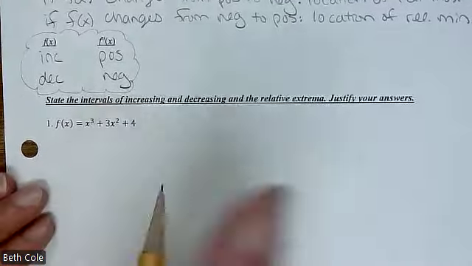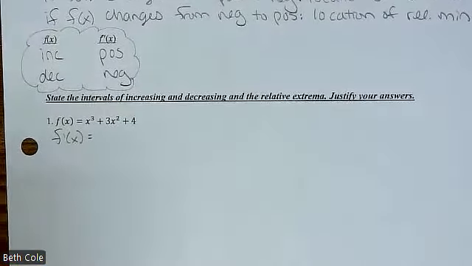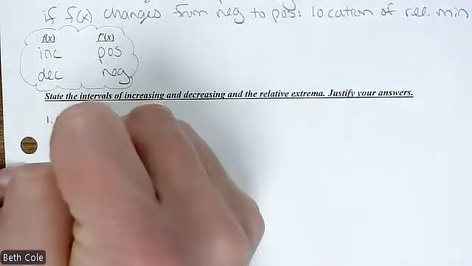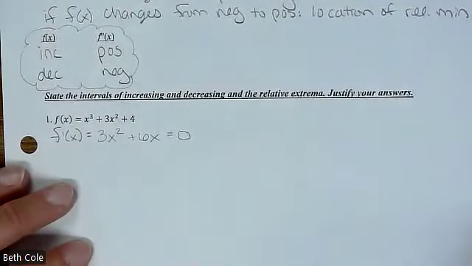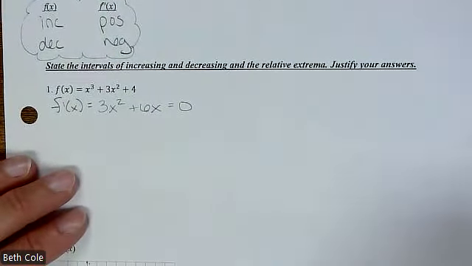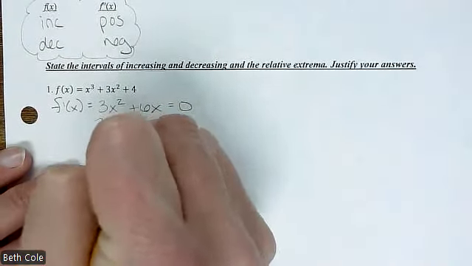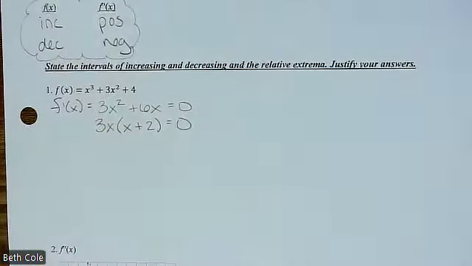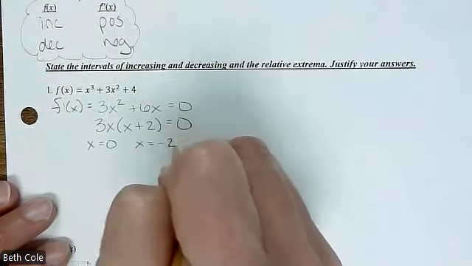All right. So the first thing you find is your critical points. You're going to get your derivative, set it equal to 0. All of these are going to be derivative equals 0. That's how you start. So what is our derivative? 3x squared? Good. Plus 6x. We're going to set it equal to 0. And then we're going to do some algebra. So what would you do next? Factor out 3x. Good. That would leave you with x plus 2. So your critical points are 0 and -2.